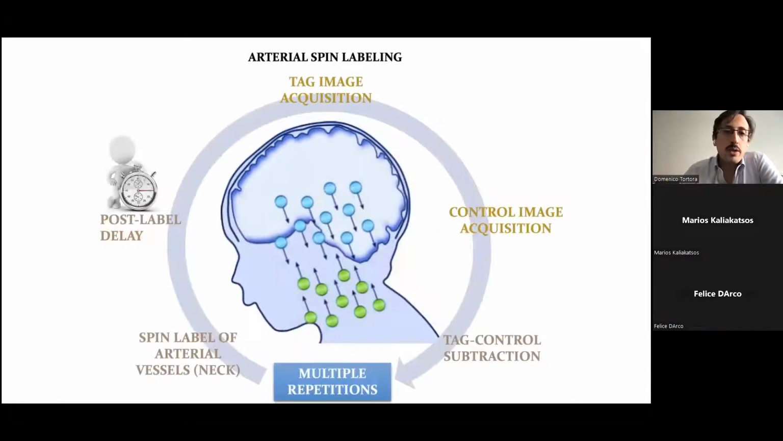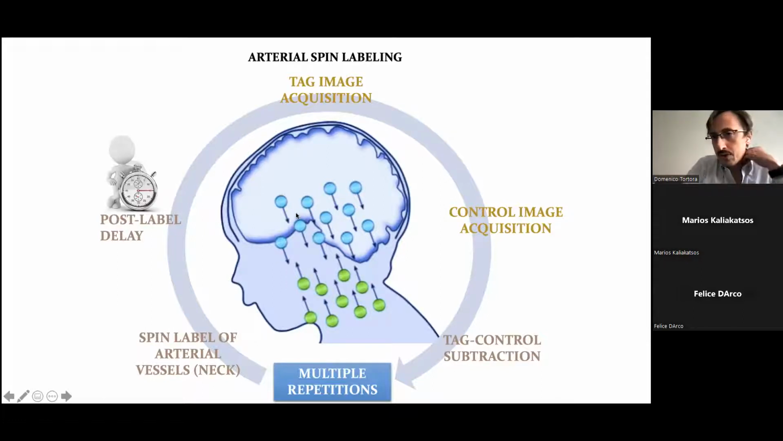To obtain a perfusion-weighted image, we first apply radiofrequency pulses at the level of the neck in order to tag the water molecules in these major vessels. Then after a time, which is required for these molecules to reach the brain tissue, we acquire the image of the brain, and this is called the tag image. The same image of the brain is then acquired without applying radiofrequency pulses, and it is called the control image. The subtraction of the control image and the tag image provides a perfusion-weighted image.